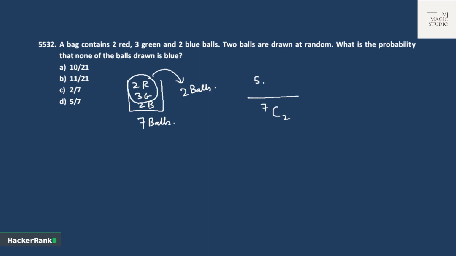That means the favorable number of cases would be 5C2. We need 2 balls from this group of 5. No blue balls to be touched. So the required probability is simply 5C2 by 7C2. That is 5 into 4 by 7 into 6, 2 times 3, that is 10 by 21. Required probability is 10 by 21, option A.